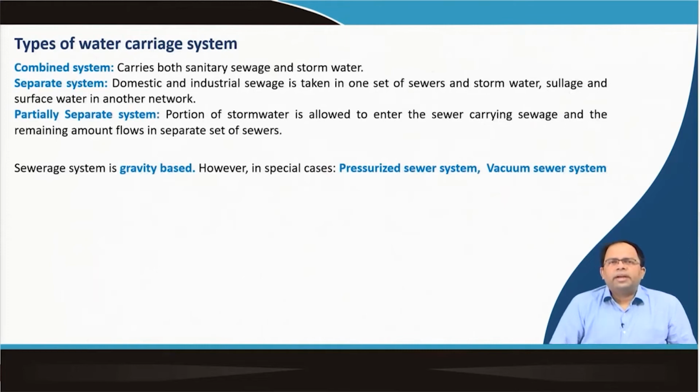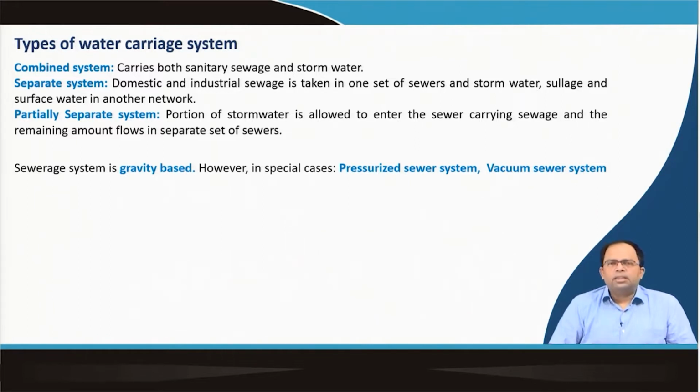So, what are the different kinds of water carriage system? There are three kinds, but of course, there are overlaps also. I will come to that. The first is of course the combined system. This kind of sewerage system carries both the sanitary sewage as well as the storm water. So, all kinds of water that is generated in an urban area, either from a storm event or a rainfall event, or from the sewage that is generated from your houses, are all carried through one single pipeline.